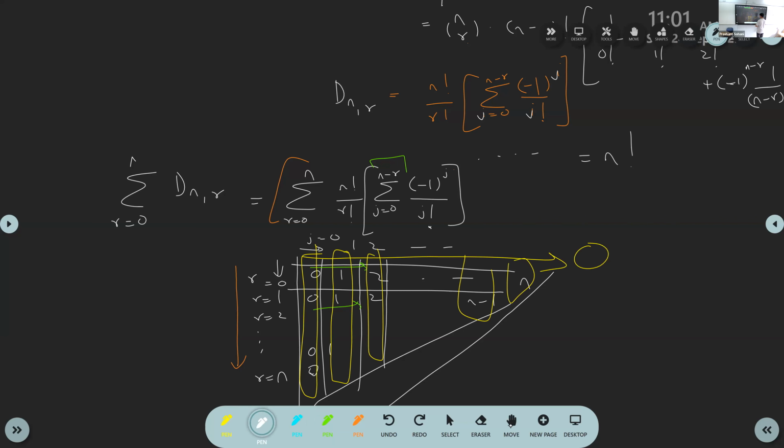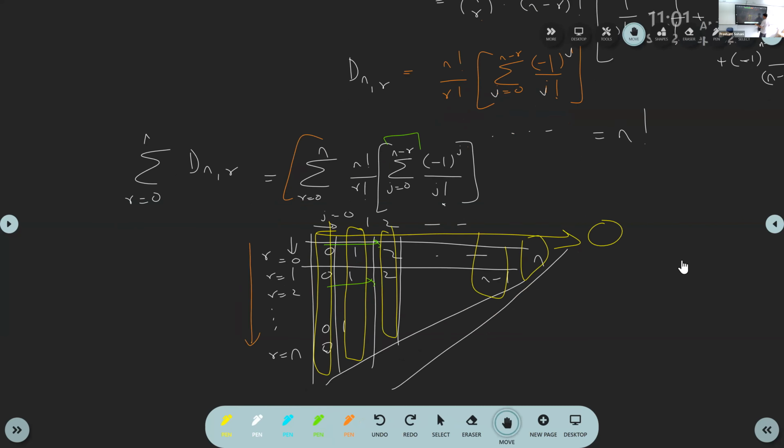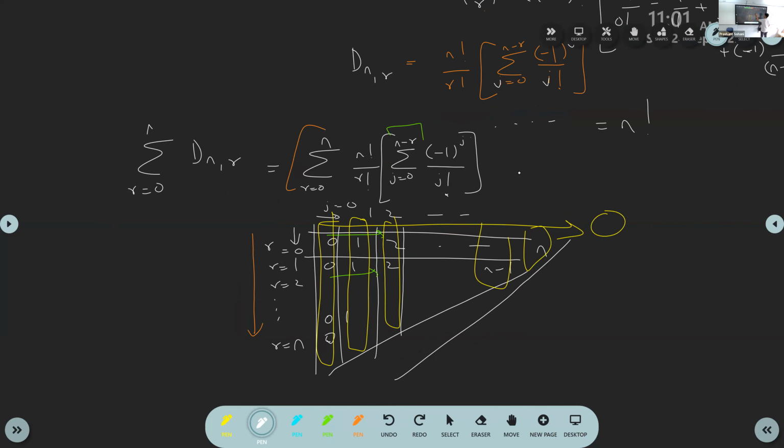Actually, we are already out of time. I'll just write the expression here, but I'll encourage you to work the details offline. So now what will happen is that the outer sigma will go for j from 0 to n. And for each such value of j, I need to check what are the values of r that are going to apply. So if I choose any particular column of j, for that particular j, r will go from 0 to j only, right? And minus 1 to the j.